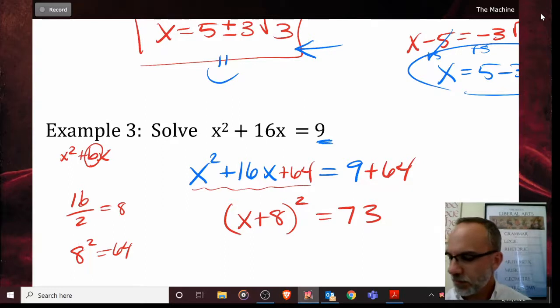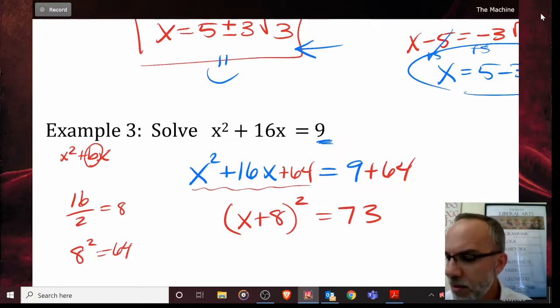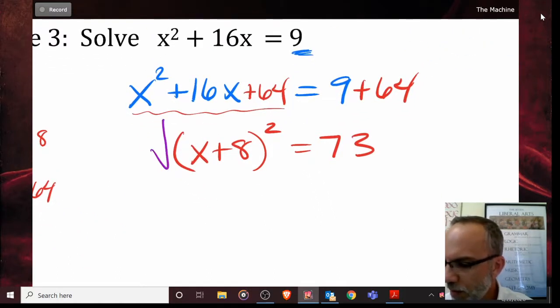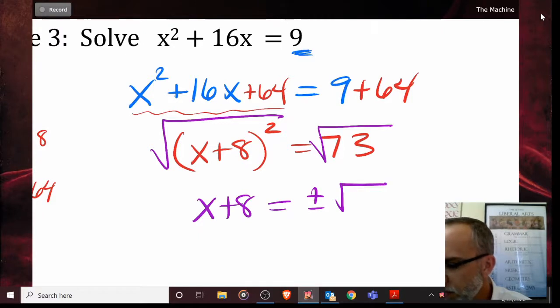Okay, now it's a perfect square. I've got a squared group on the left and everything else on the right. So how do I undo a square? Well, you square root it. So I'm going to square root the left and square root the right, and I get x plus 8 is equal to plus or minus square root of 73.